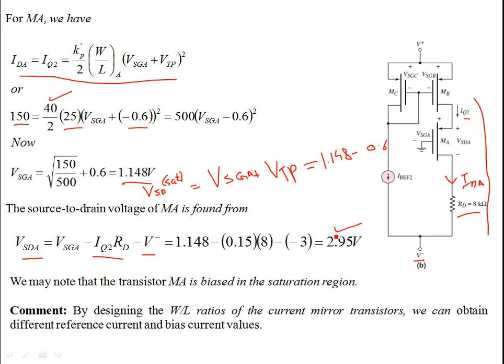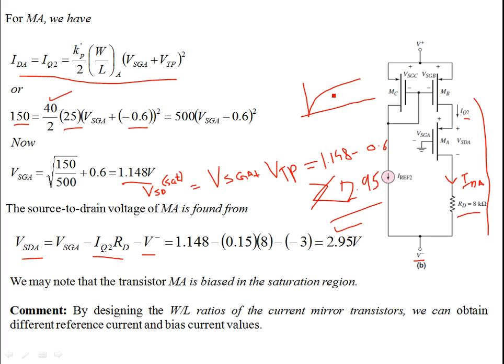But VSD is greater than whatever this comes out to. This is even less than 1. So this 2.95 volts is greater than this value. 2.95 volts is greater than this. This means that you are indeed in the saturation region.